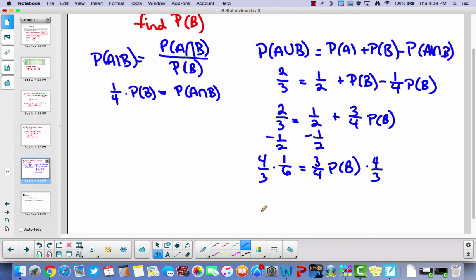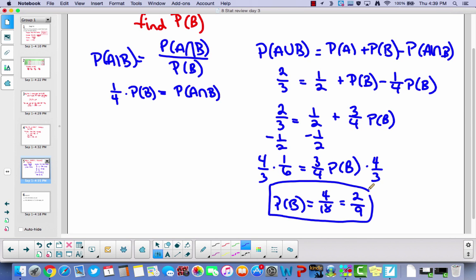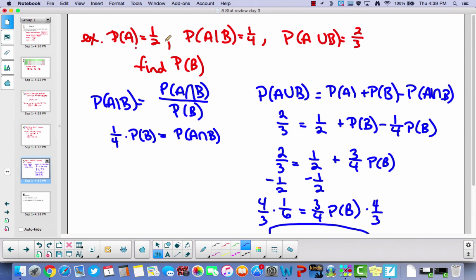So what is the probability of B? That's 4/18, excuse me. Just multiply 4 times 1, 3 times 6, which is 2/9. When you're given a formula, or given parts of two different formulas, see if you can rework them in terms of other formulas.